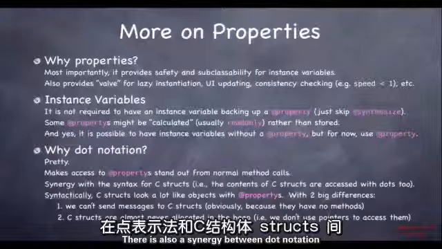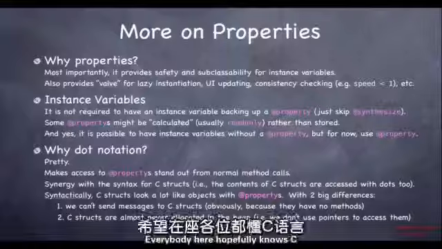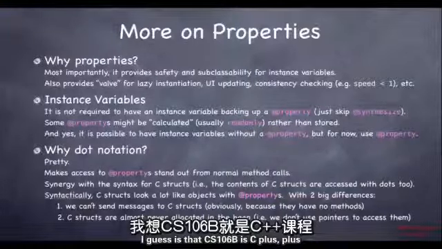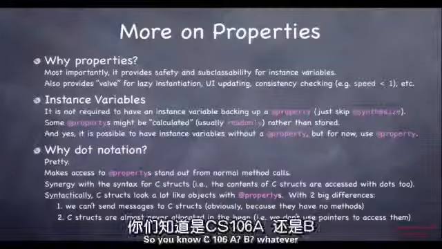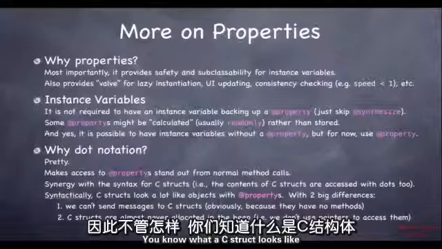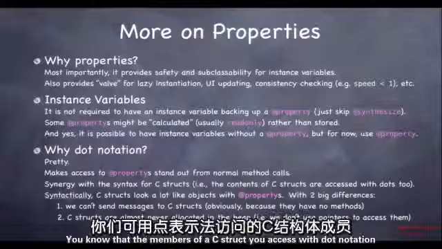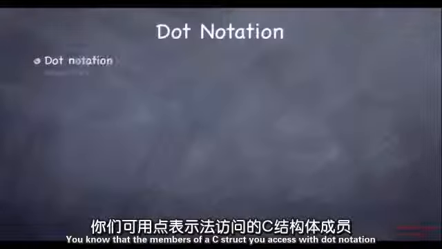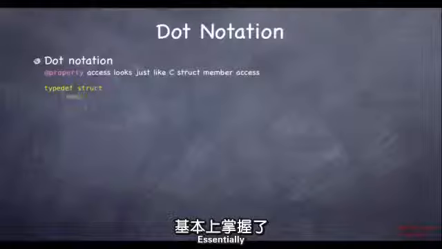There's also a synergy between dot notation and C structs. All right, everybody here hopefully knows C. You took C++, I guess. Is that CS106B is C++? I don't know, CS106A, some B or whatever. So you know what C is. You know what a C struct looks like. You know that the members of a C struct you access with dot notation, essentially.